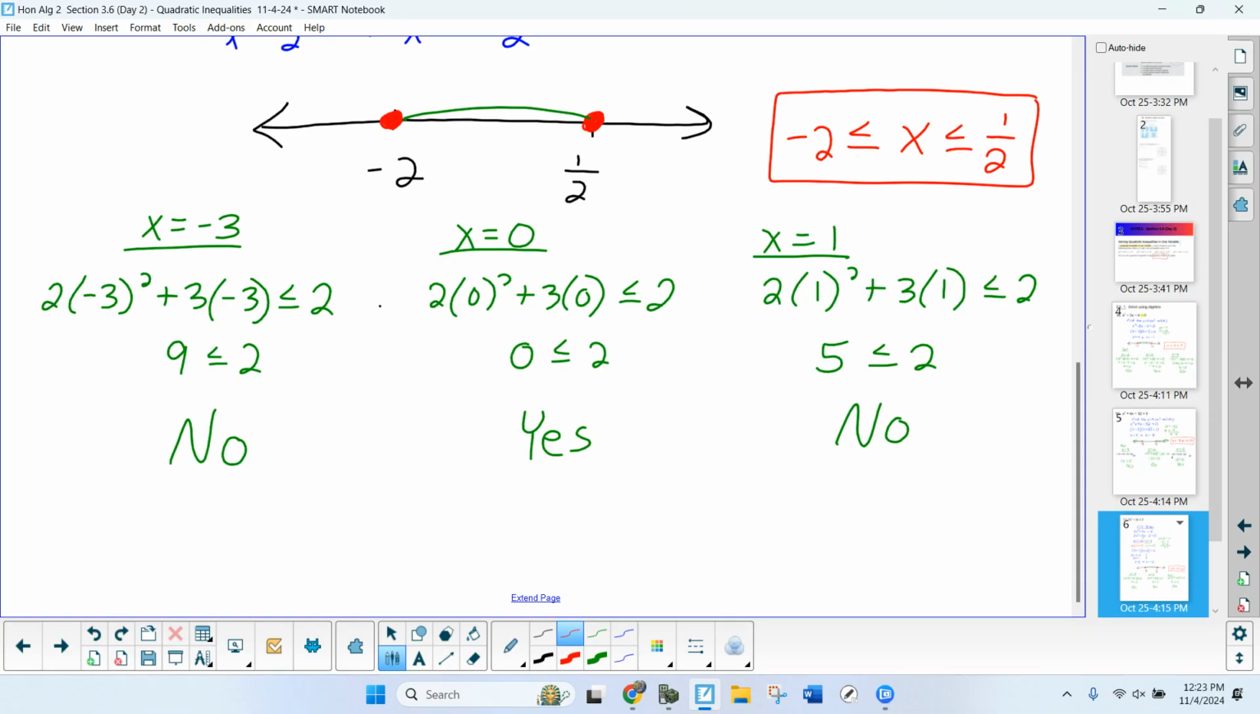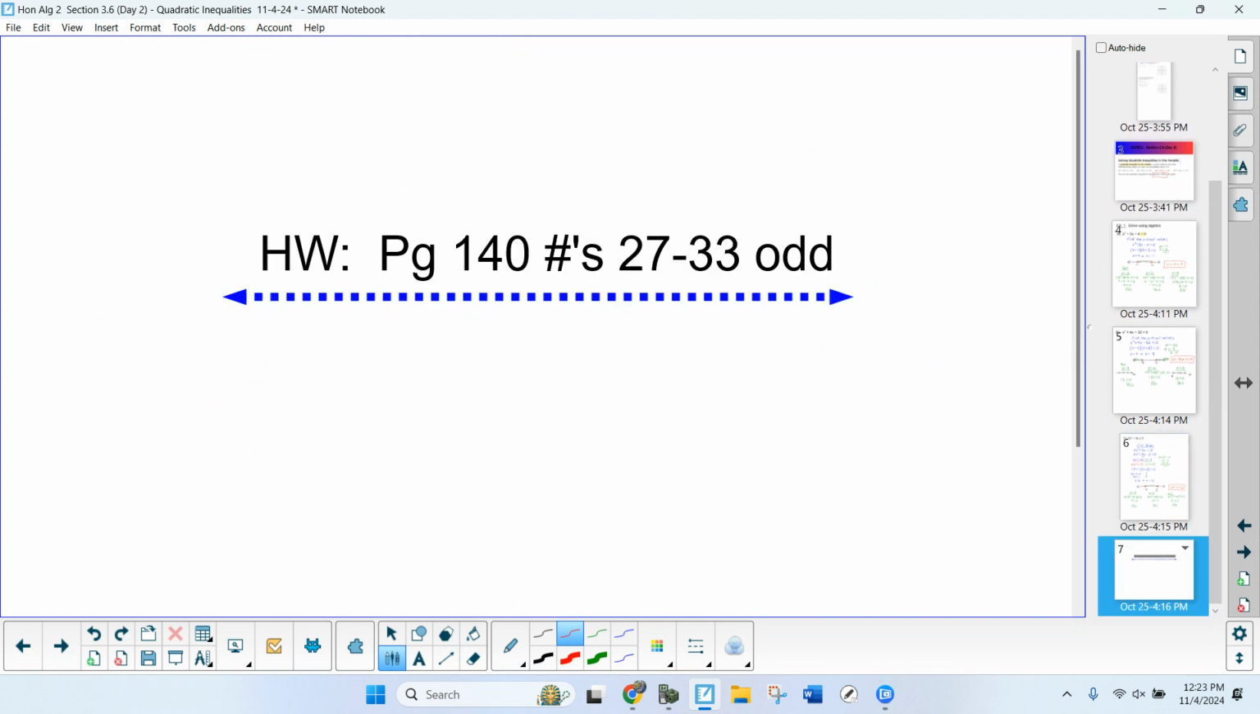On your homework tonight, the first one does not have a bx term. Use square roots. Show your tested values. So here is your homework.